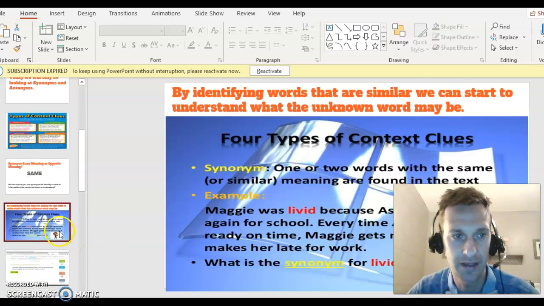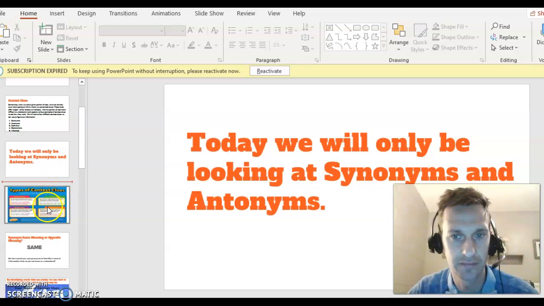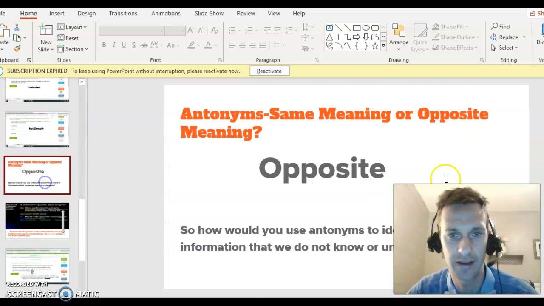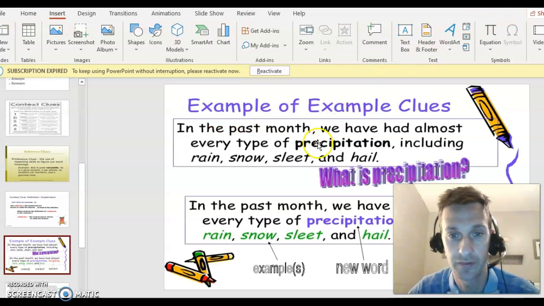An antonym is the opposite. So if it gives you a definition of the word, it gives you the same meaning, it's using a synonym. If it's giving you the opposite meaning, it's using an antonym. All right, that's all you need to know for right now. We're going to finish this PowerPoint up next week because we only got a few minutes.